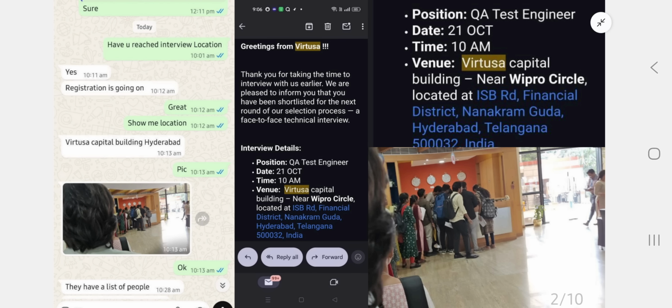This is before completion of the round two exams. Those students will get the testing related interview mails. So this is not for those who recently filled in the location preference. This is not for those students. This is the tester role. Okay, QA tester engineer role interviews on 21st October at 10 a.m. So we have to be clear about that one point.